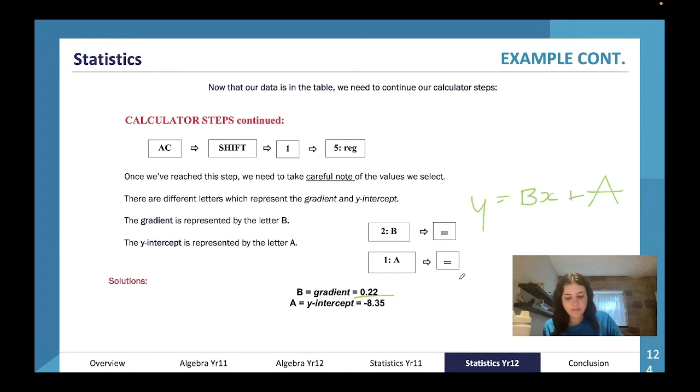Now I'm going to get back to on, shift 1, 5 for regression. I'm going to hit 1 for A equals, and I got A equals negative 8.354409318. So negative 8.35.